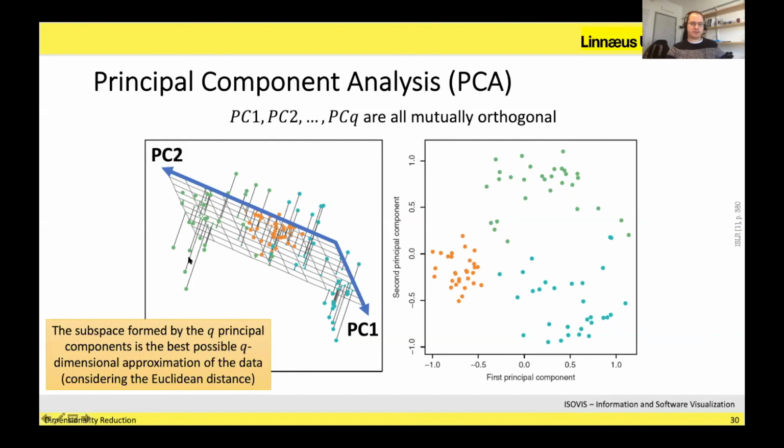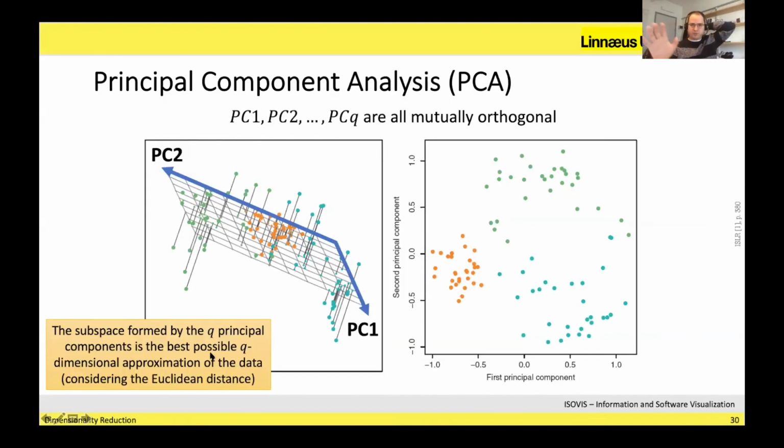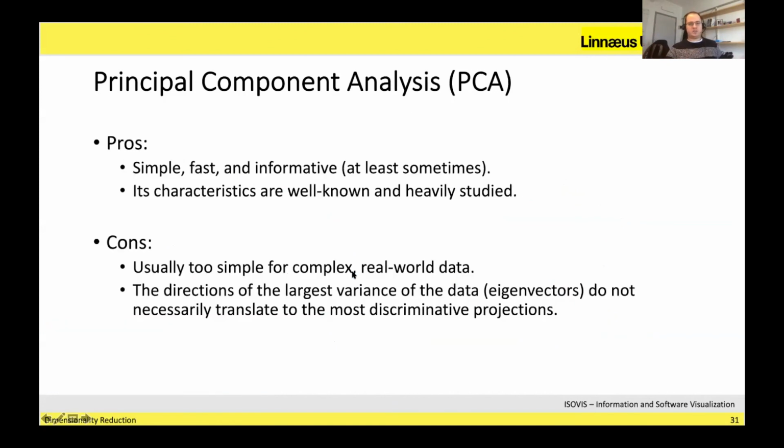So this is the best possible two-dimensional approximation of the data, considering the Euclidean distance and the squared error, so the sum of the squared error. You can prove that this is the best possible representation when it comes to error, the sums of the squares of the errors and Euclidean distance. Although this does not mean that it's always the best one for extracting patterns, and that's what we're going to discuss next.